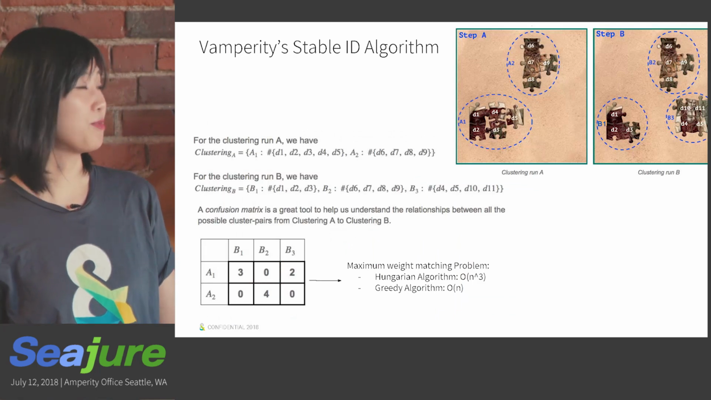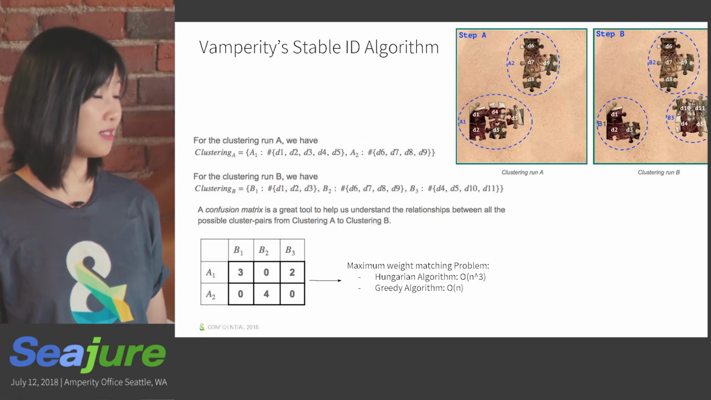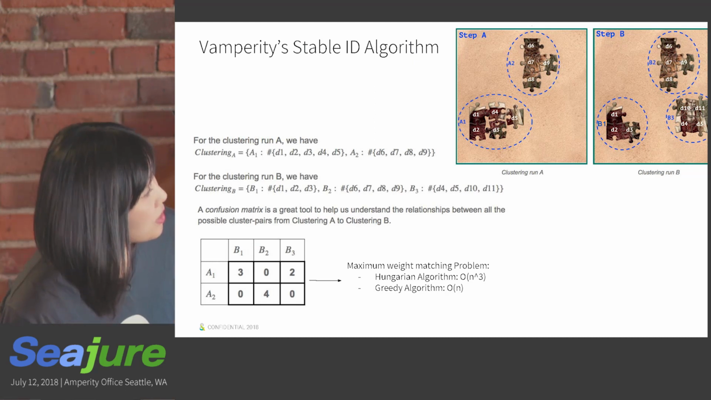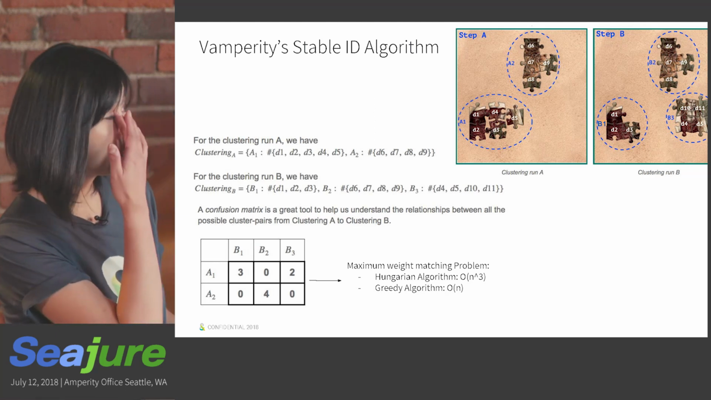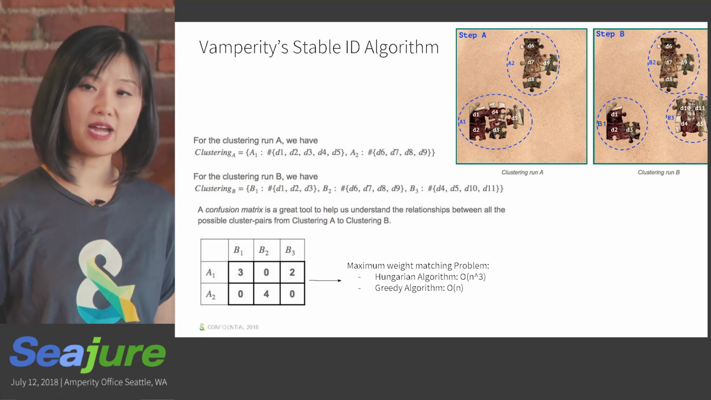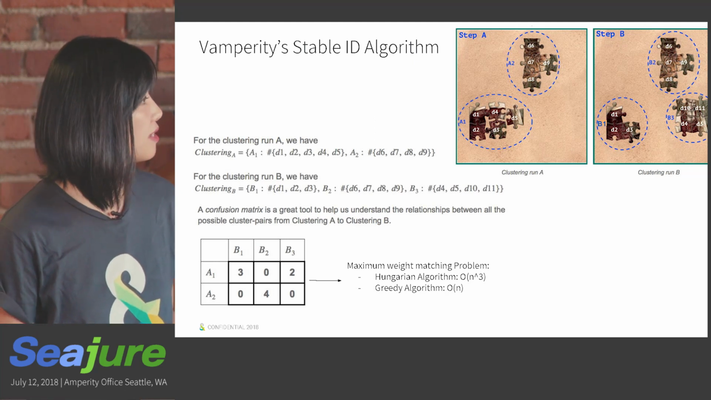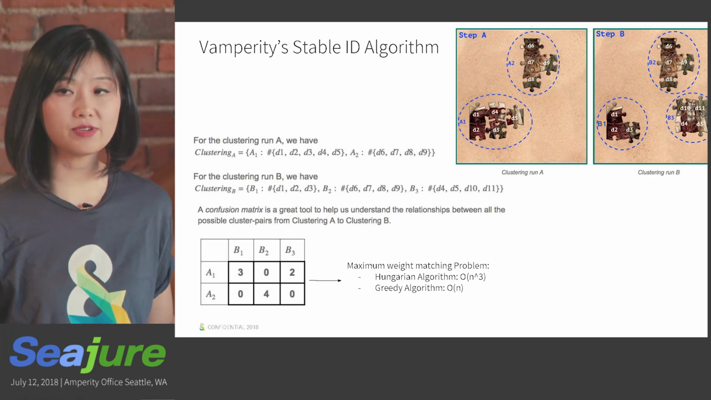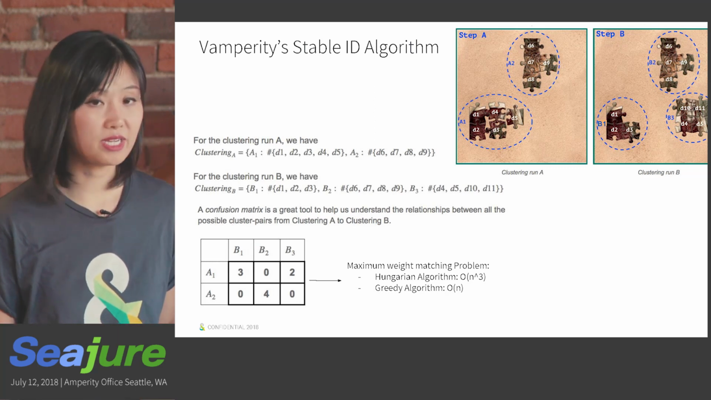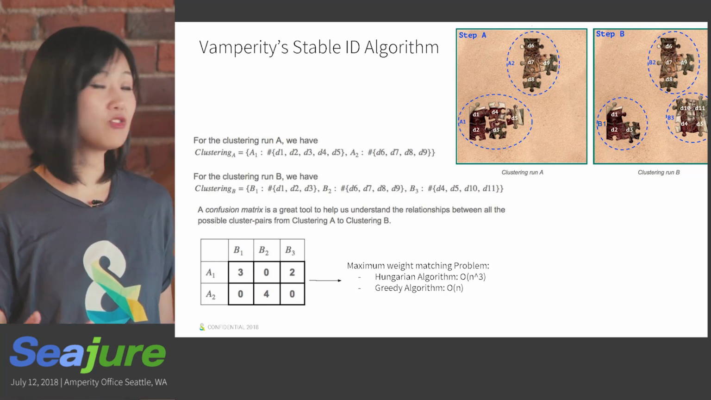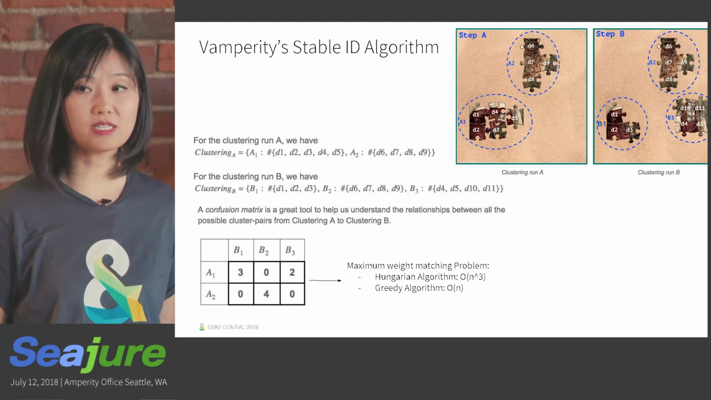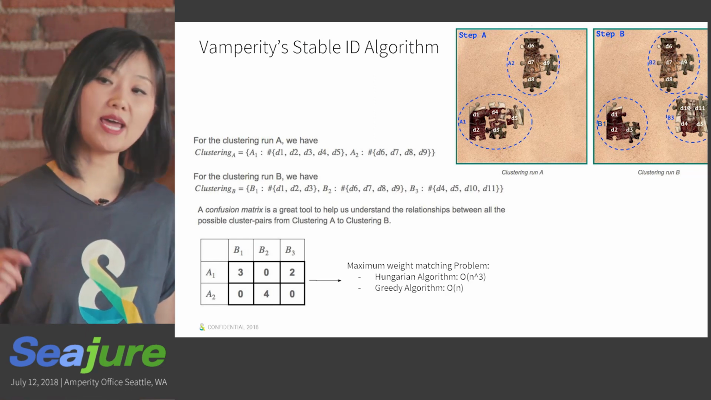So this is Vamperity's stable ID algorithm. You have two consecutive runs, run A and run B. In clustering run A, you have two clusters, A1 and A2, which are the two cluster IDs. In run B, you can temporarily assign cluster IDs, so you have B1, B2, and B3. Then you can establish a confusion matrix to understand the relationship between all the possible cluster pairs between clustering run A and run B.